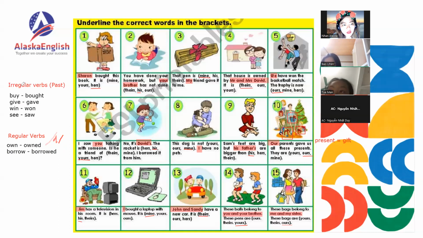Tweeman, how about you? Irregular verbs, past. Kindly read. Buy, bought, give, gave, win, won, see, saw. Own, owned. Good. Borrow, borrowed.